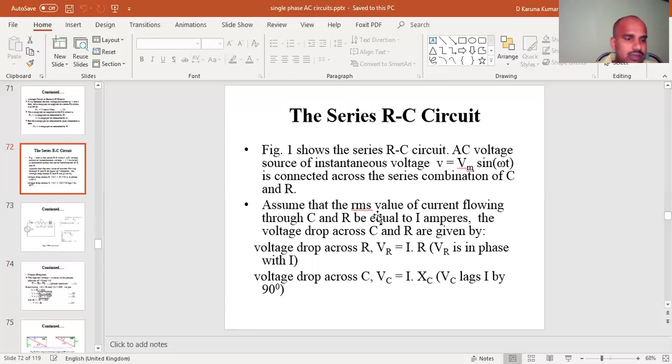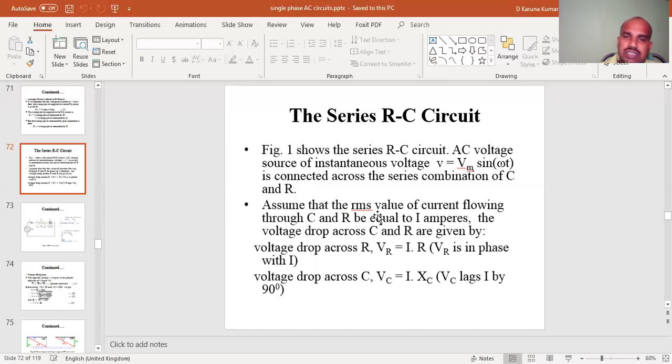Now the applied voltage is V equal to Vm sin omega t, and assume the RMS value of the current flowing through the capacitance and resistance is I amperes. The voltage drop across the resistance is VR equal to I into R.